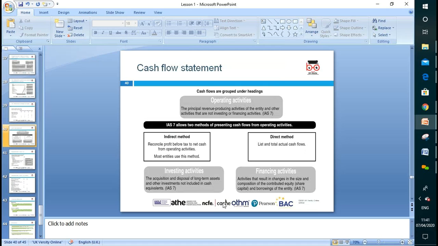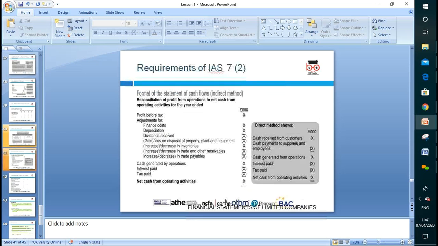Then the cash flow statement, which we prepare under IAS 7, International Accounting Standard 7, is about the cash flow. There are two methods, indirect and direct. We have three headings under the cash flows: operating activities, investing activities, and financing activities. Operating is the cash generated by the normal business. Then you have investments in different businesses, and you borrow money that came in. You can start with profit before tax, make your adjustments, and then you will get the net cash from operating.